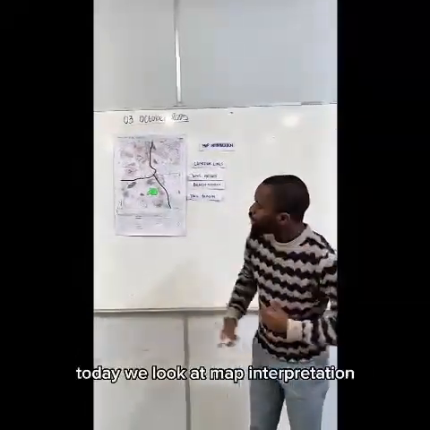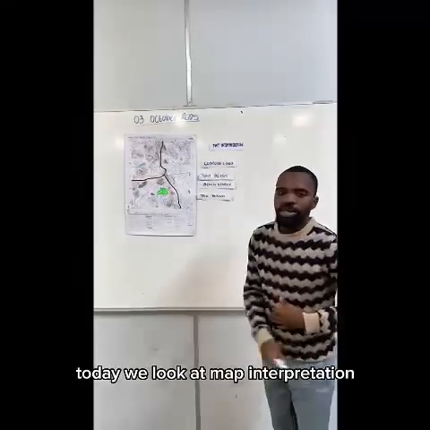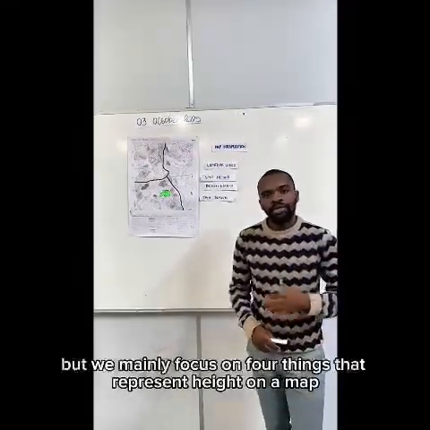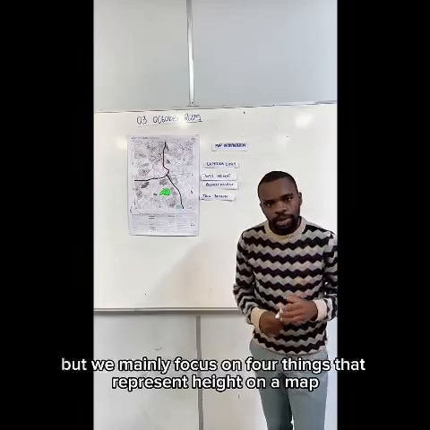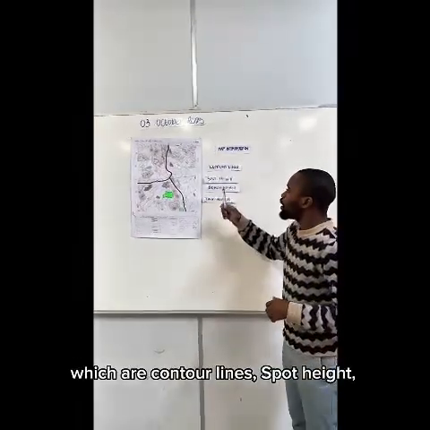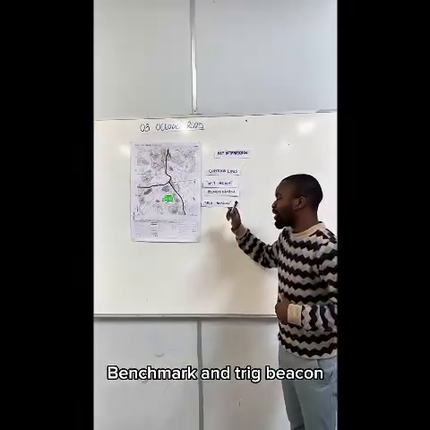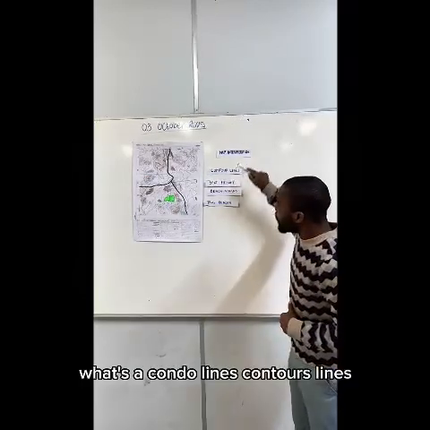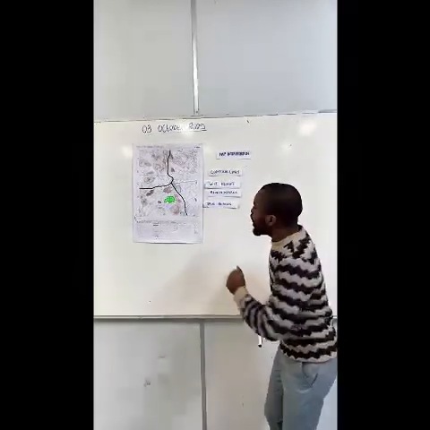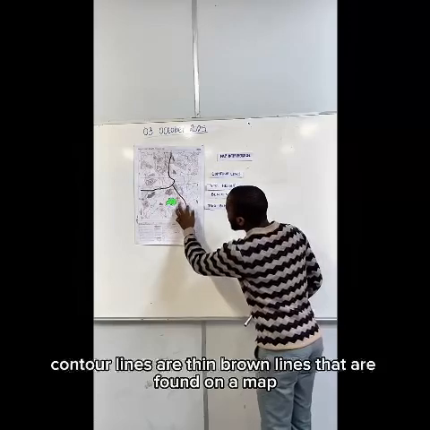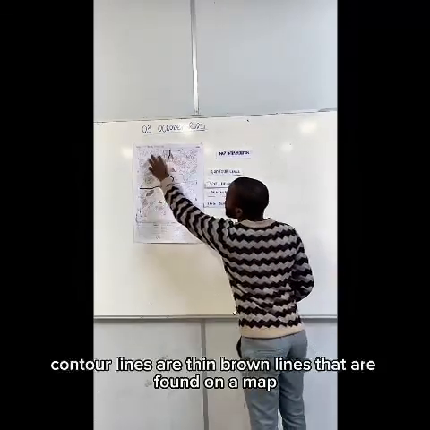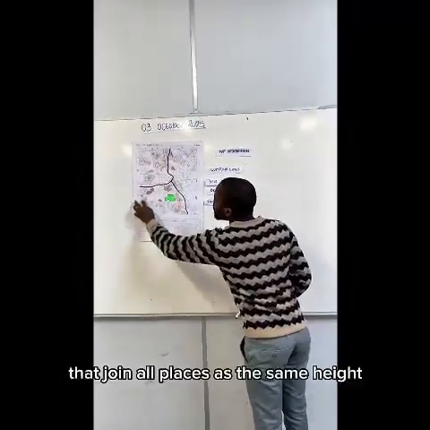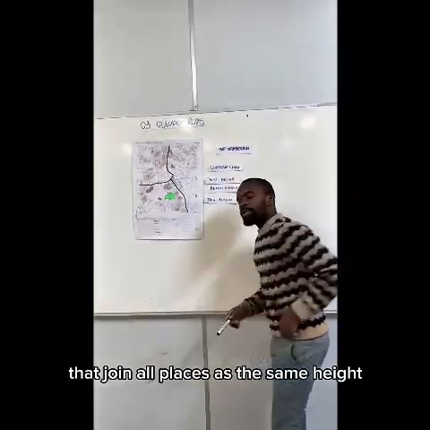Alright, guys. Today we look at map interpretation, but we mainly focus on 4 things that represent height on a map, which is contour line, spot height, benchmark, and trig beacon. What are contour lines? Contour lines are thin brown lines that are found on a map that join all places at the same height.